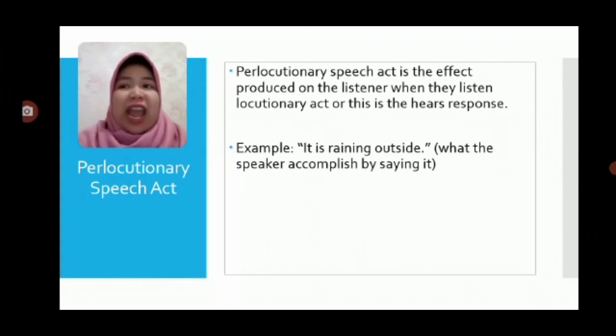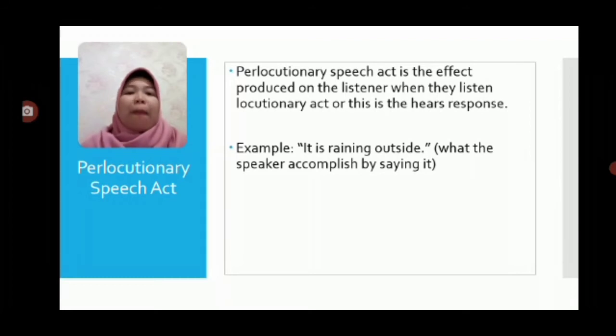In the perlocutionary act, an action or state of mind is brought about as a consequence of saying something, the effect or result of the utterance on the listener depending on the specific circumstance. Perlocutionary acts include persuading, embarrassing, intimidating, irritating, or inspiring the listener. The utterance, it is raining outside, has some perlocutionary effect. First, the listener may use an umbrella when he or she goes out, or the listener may stay while waiting for the rain to subside.